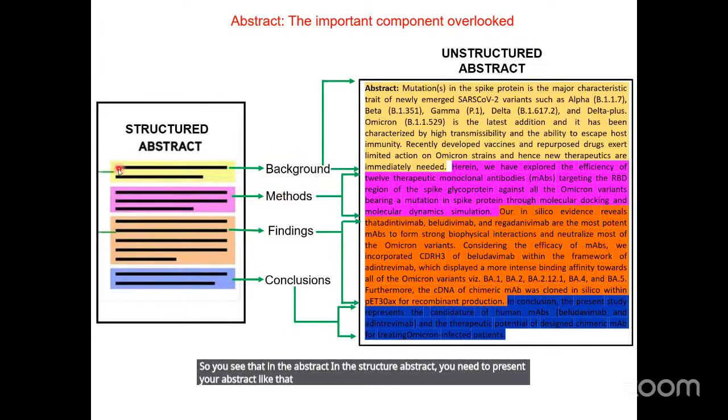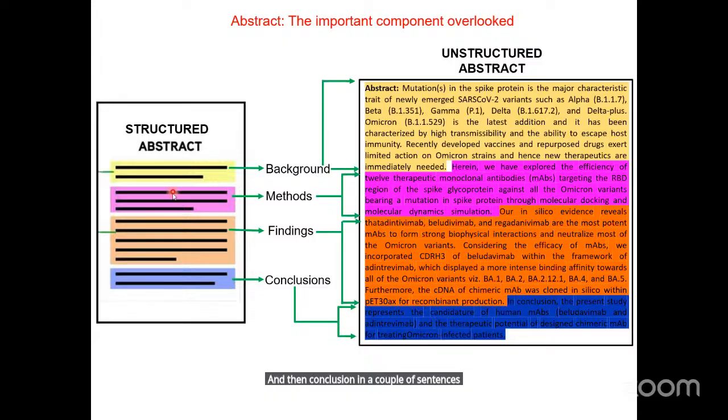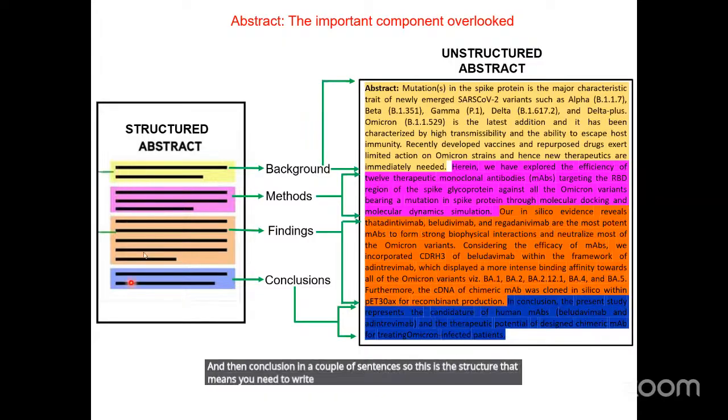Background, you have to write background, then 2 to 3 lines on background, then your methodologies, 3 to 4 lines, then your findings, 5 to 8 or 9 lines or 10 lines, and then conclusion in a couple of sentences. So this is the structure. That means you need to write background, methods, findings. So in this way you can formulate your structured abstract.